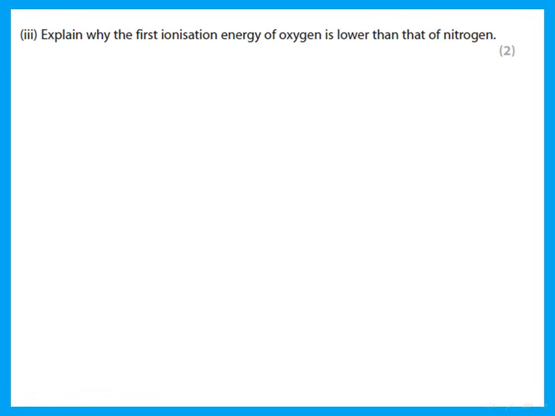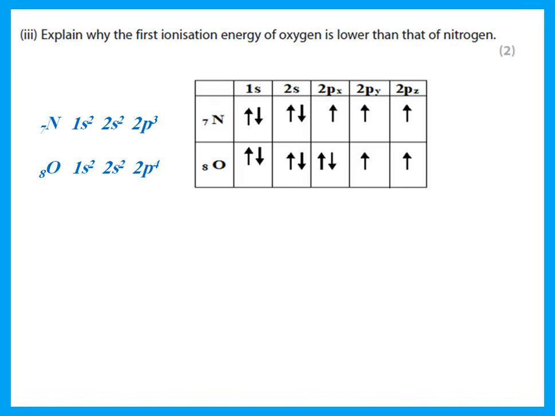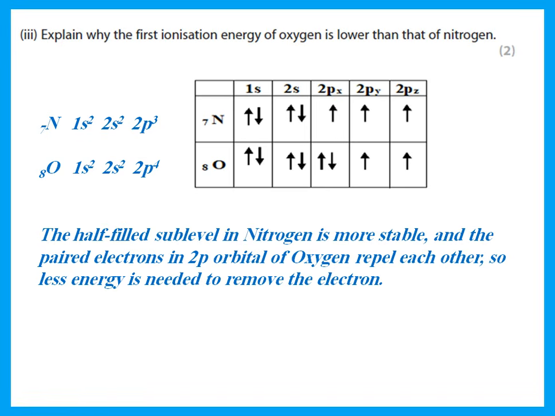Explain why the first ionization energy of oxygen is lower than that of nitrogen. Well, let's see. Nitrogen has 7 electrons, 1s2, 2s2, 2p3. Oxygen has 8 electrons, 1s2, 2s2, 2p4. And that means if I distribute them, you will find that nitrogen has a half-filled p sublevel. Oxygen has paired electrons in the p sublevel, and the half-filled is more stable. The paired electrons in the 2p orbital of oxygen repel each other, so less energy is needed to remove the electron.